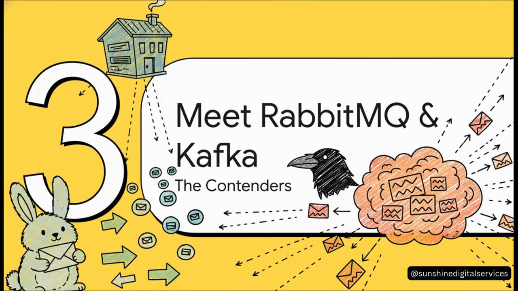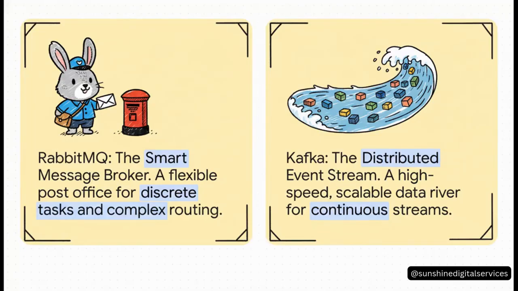And while they both deal with messages, they have fundamentally different ideas about how to do it. So on one side, you've got RabbitMQ, which is pretty much the perfect smart post office. It's a message broker that's built to reliably deliver individual tasks, and it's super flexible with how it routes those messages. Then, on the other side, there's Kafka. You should think of Kafka less like a post office and more like a massive, high-speed data river. It's a distributed stream built to handle a nonstop, continuous flow of information.